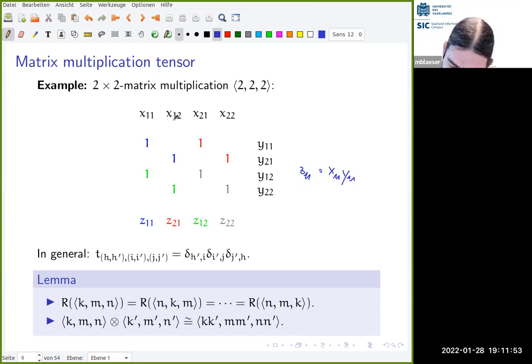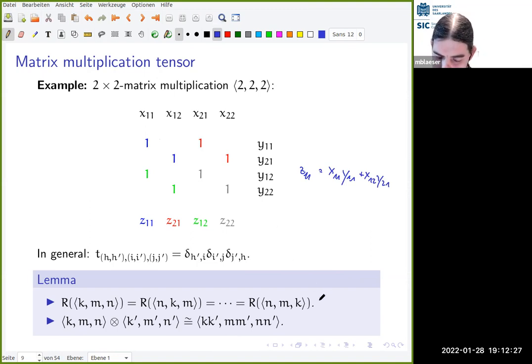And here it is X12 times, and the one is here, times Y21. Yeah? So this works. And in general, you have this formula here for the tensor of the matrix multiplication. Essentially you can think of this as an identity matrix of the corresponding size, and you shift it around, right? So you have the identity matrix 4 times, and it's always shifted in blocks, and this gives you the layers of the corresponding tensor.